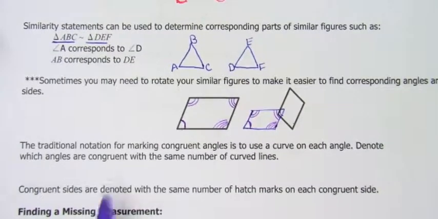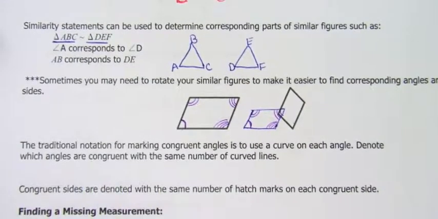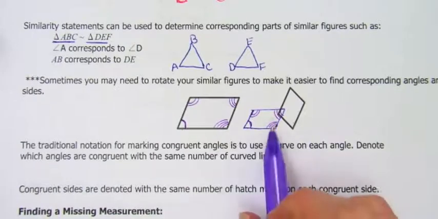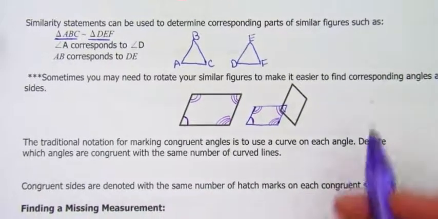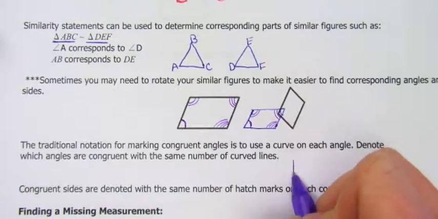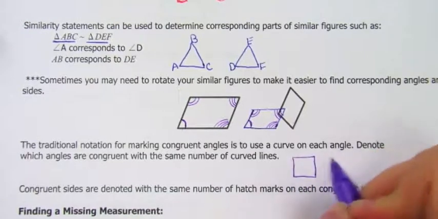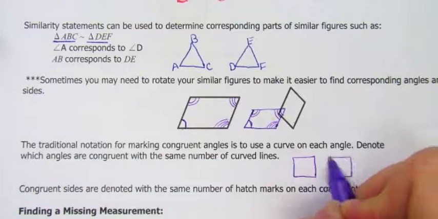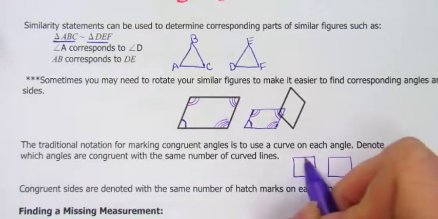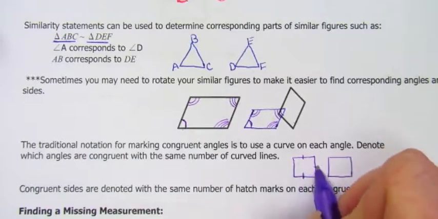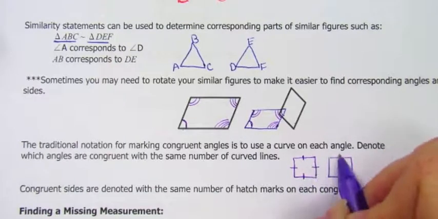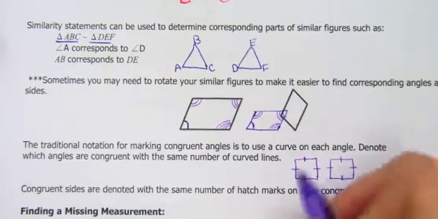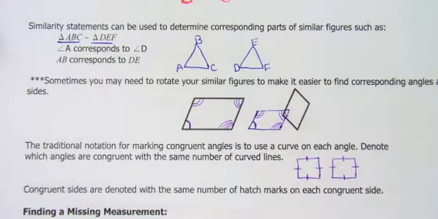And then when we get to congruent, the traditional notation for marking congruent angles is the curves. And for marking sides, if we had 2 shapes that were congruent and I wanted to mark it, I could literally put what we call tick marks on them to show that they are all the same. And over here I could do the same thing to show that these are the same as those.